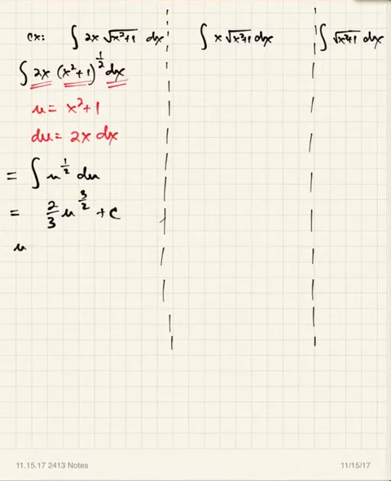And then remember, we go back to x. We have u's, and now we want to go back to x's. So we use our substitution to do that. And so you get 2/3 times x squared plus 1 to the 3/2 plus our arbitrary constant.